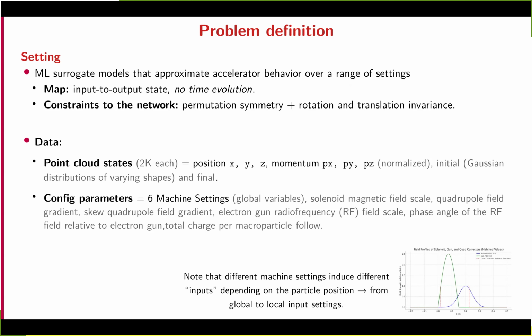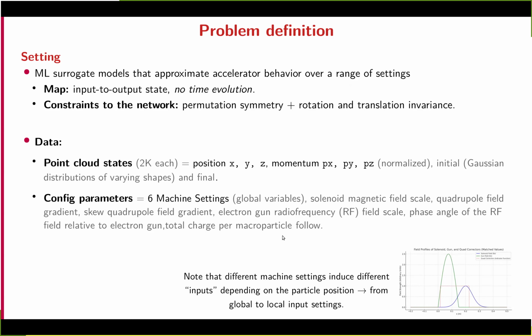So what are the data? We have thousands of point clouds. Every point cloud has 2,000 particles. And the attributes for every node, let's say, either a point or a node in a graph net, are the positions and the momentum. The initial states are initialized with Gaussian distributions. The configuration parameters are 6. They're constant global parameters, and here I'm reporting what they correspond to.